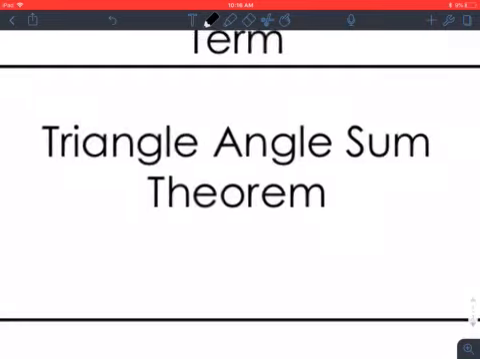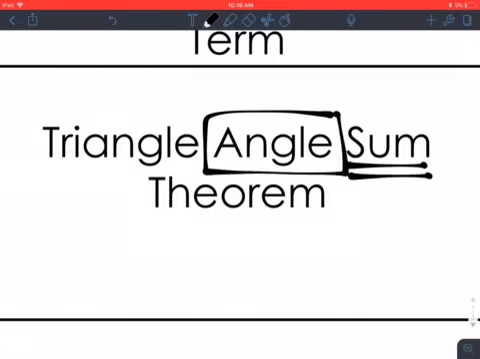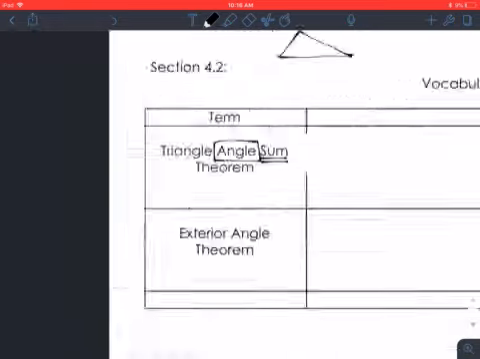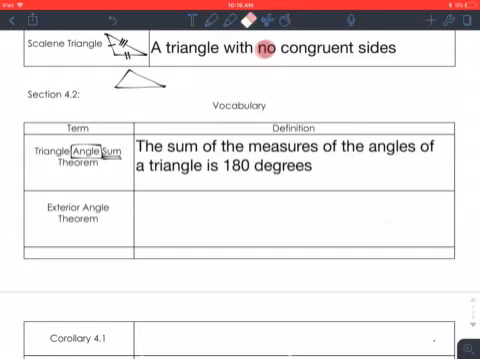So if we just focus on that and we break down that title, first of all, sum means we're going to add, and we're obviously going to add all of the angles within the triangle. And we've used this before in class, we just haven't had the title of it. So what's going on with the triangle angle sum theorem is it says that the sum of the measures of the angles of a triangle is 180, which we've already used and we've already established in this class, okay?